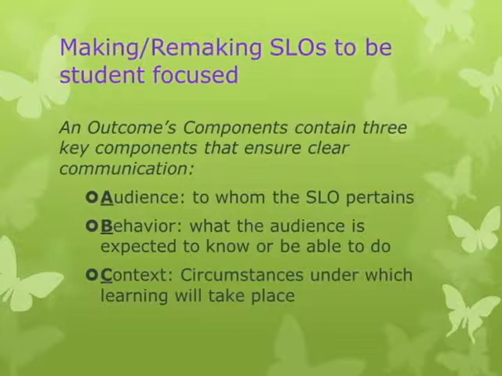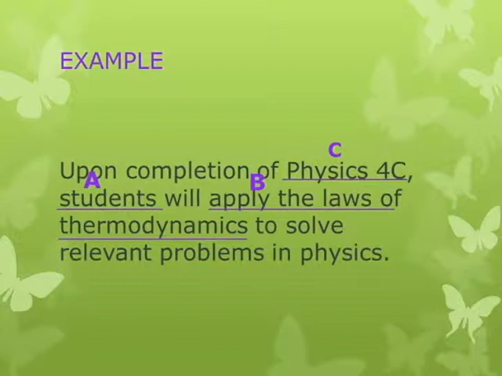Okay, so this is where I would like to go with our next phase of student learning outcomes. For example, upon completion of physics, let me go back. So the different components: use this where you have the ABC of a learning outcome. Audience, to whom the SLO pertains; behavior, what the audience is expected to know or be able to do; and condition, the circumstances under which the learning will take place. So this is the example. Upon completion of Physics 4C, students will apply the laws of thermodynamics to solve relevant problems in physics. Okay, so this is an example that he used.